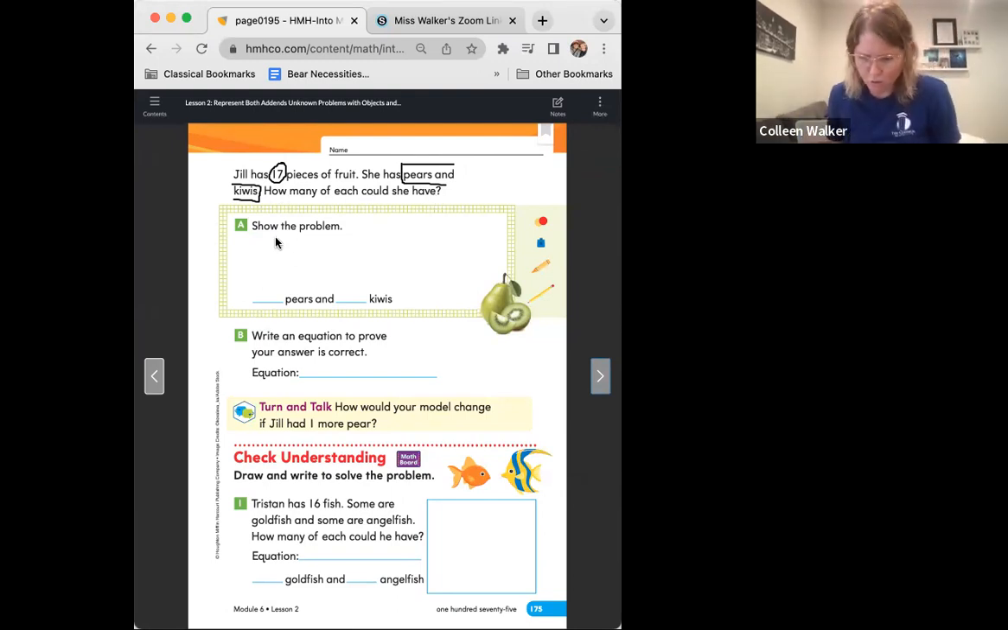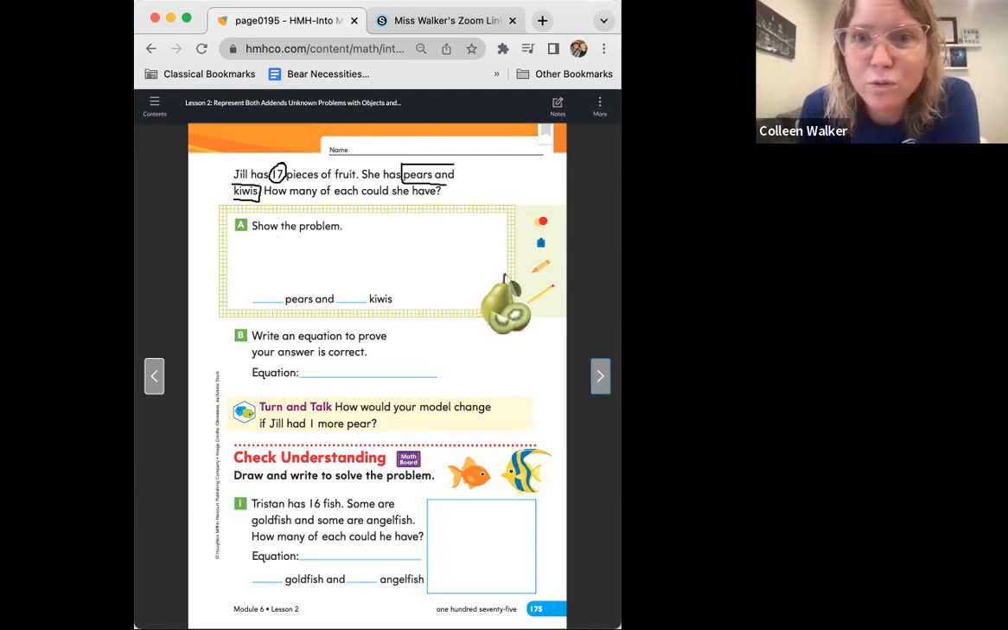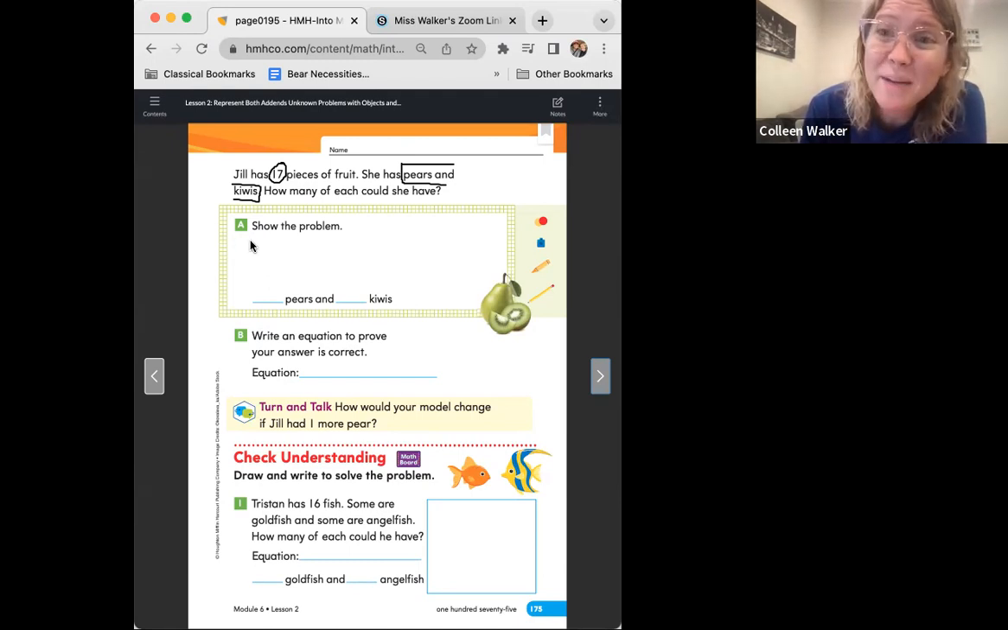So friends, we have to show the problem. So first of all, let's think here. What do you guys want to do? Yeah, we're going to draw. I love that. So for our drawing, I'm going to use green to represent the pears. And we know we have to get up to 17 pieces total. After we draw a certain amount of pears, we're going to have to draw the rest of them kiwis. So can you count with me?